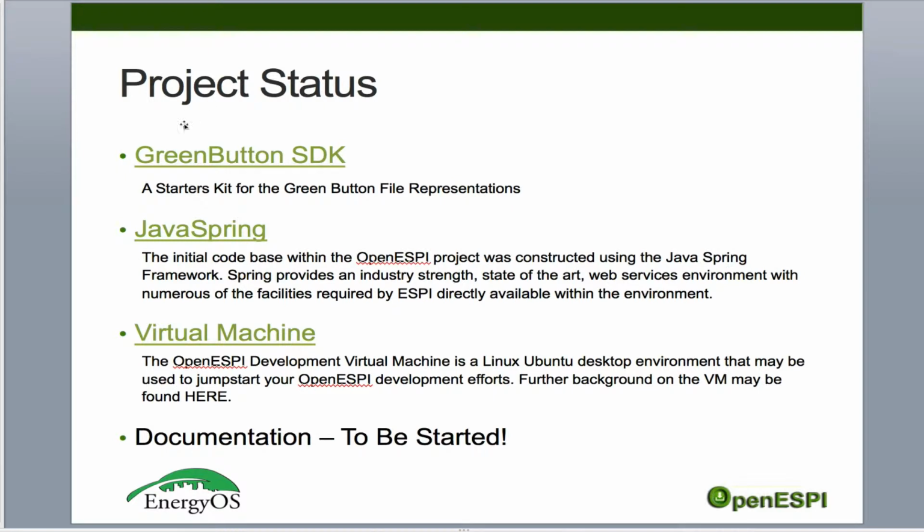The product status today: the GreenButton starter kit, the Java Spring, mentioned before, and a virtual machine, which we've not yet mentioned, but this is the startup environment on the Ubuntu base, which allows developers to get a jump start on implementing. And finally, the documentation effort, which is just yet to be started.